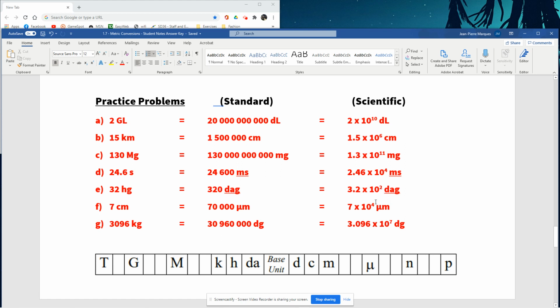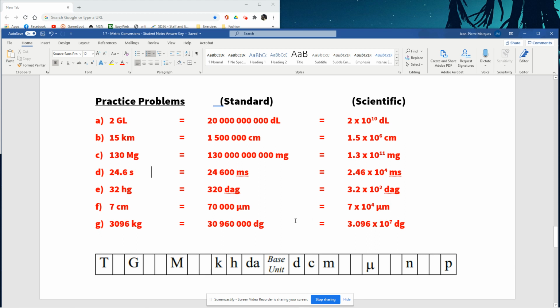Letter F, 7 centimeters, and we're converting that into micrometers. So centi is here, micro is here. Centi, I'm going 1, 2, 3, 4 spaces. Therefore, I can move my decimal 4 spaces. 1, 2, 3, 4, and filling in a 0 for all blank spaces, giving me 70,000 micrometers. Or in scientific notation, 7 times 10 to the 4 micrometers.